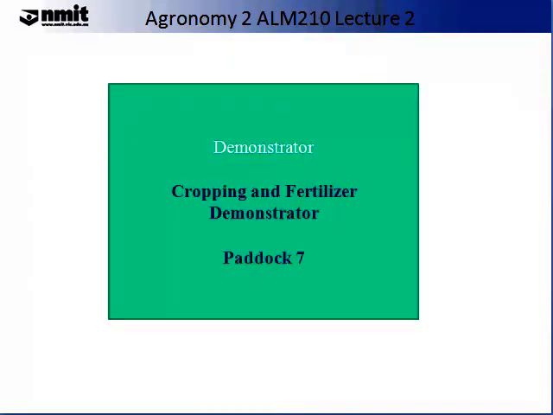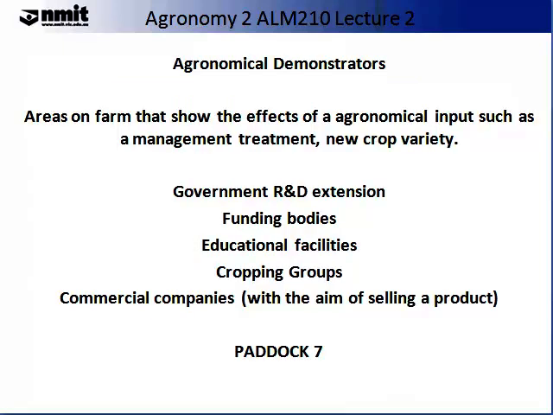The aim of this demonstrator is to show cropping and fertiliser. It is located in Paddock 7. An agronomical demonstrator is an area of the farm that shows the effects of an agronomical input, such as a management treatment or a new variety.